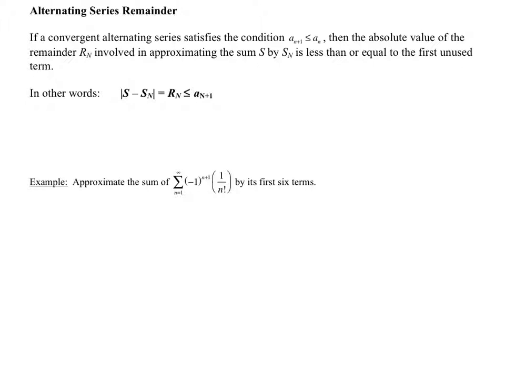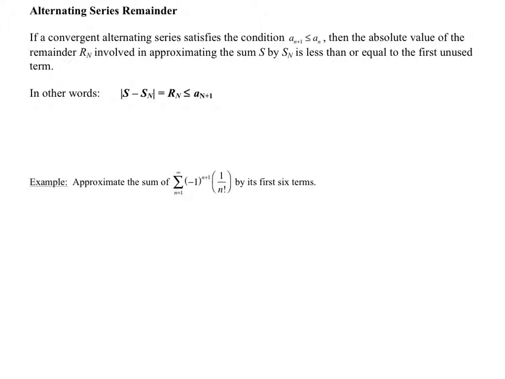So if a convergent alternating series satisfies the condition where a sub n plus 1 is less than or equal to a sub n, in other words, a non-increasing series, then the absolute value of the remainder, r sub n, involved in approximating the sum s by s sub n is less than or equal to the first unused term. All right, that's a lot of letters, so let's talk about what these mean.